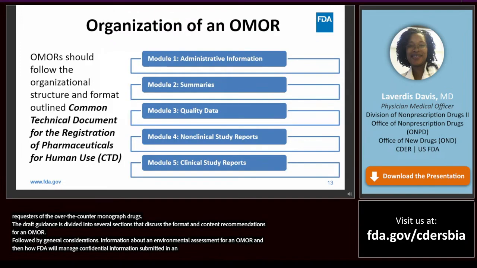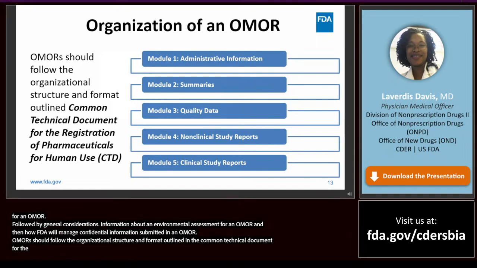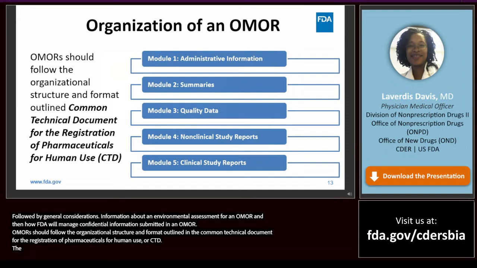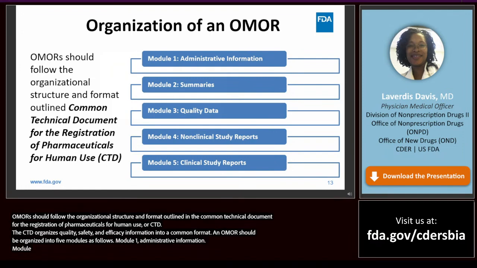OMORs should follow the organizational structure and format outlined in the Common Technical Document for the Registration of Pharmaceuticals for Human Use, or CTD. The CTD organizes quality, safety, and efficacy information into a common format. An OMOR should be organized into 5 modules as follows. Module 1, Administrative Information. Module 2, Summaries. Module 3, Quality Data. Module 4, Non-Clinical Study Reports. Module 5, Clinical Study Reports.